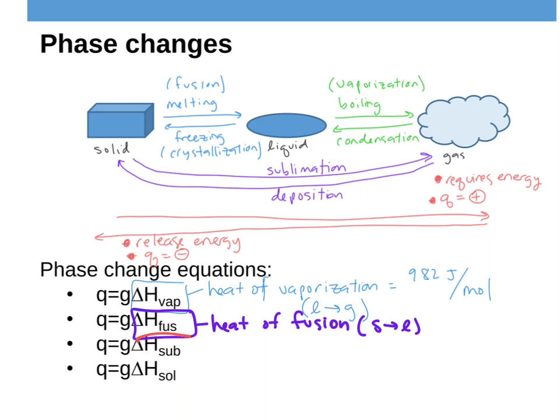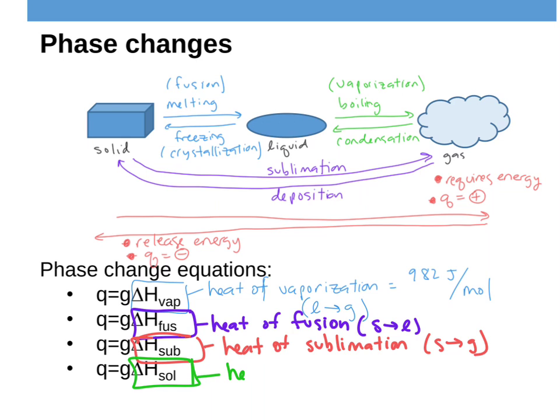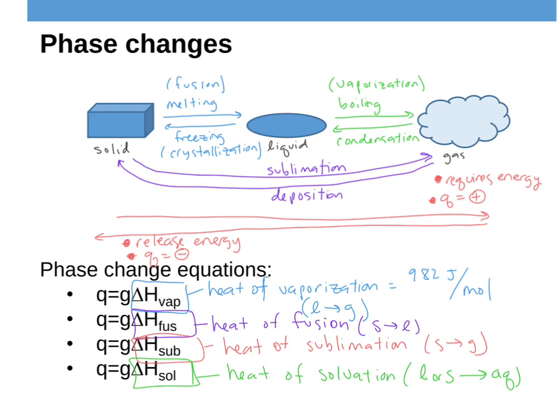Then we have the heat of sublimation, which is going from the solid directly to the gas. And then this is one that we're not going to talk about in this chapter necessarily, not right now, but this would be the heat of solvation. And this would be when you take something, it's either going to be a liquid or solid, and what you're doing is you're dissolving it. So it's going to go aqueous, so you're dissolving it. So solvation, we mean by dissolving something.